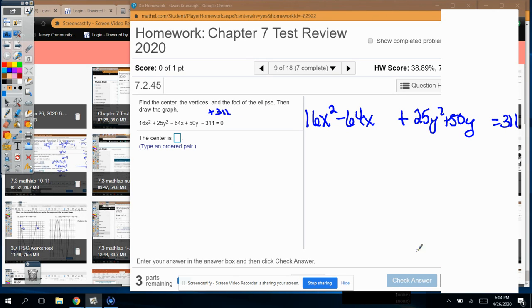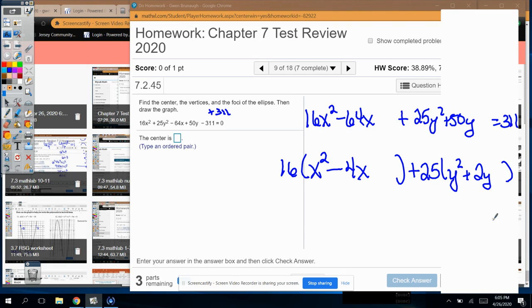Okay, next thing you have to do is take this 16 and divide it out. So this is an X squared. Now you take 64 divided by 16, which is 4X. You're going to do the same thing here. You're going to put plus 25, and that gives me a Y squared plus, take 50 divided by 25, that's 2Y. And that equals 311.